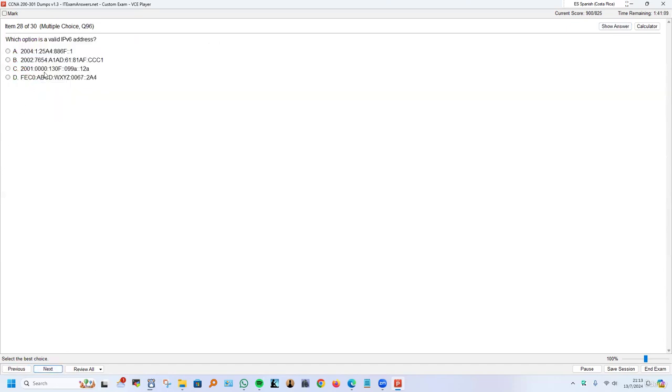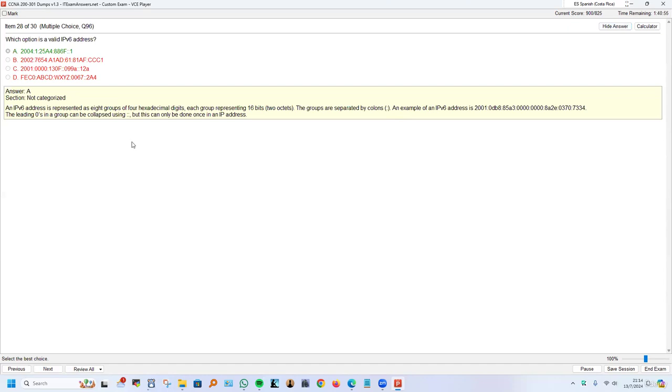This one, for a fact, looks like A will be a valid IPv6 address. But let's double check the other ones. They don't seem to be correct IPv6 addresses. Nope, it's A. There you go. An IPv6 address is represented as 8 groups of 4 hexadecimal digits. And there is one of the examples of IPv6 addresses, the one we got correctly configured from this specific output.